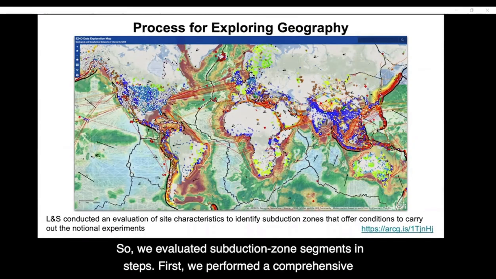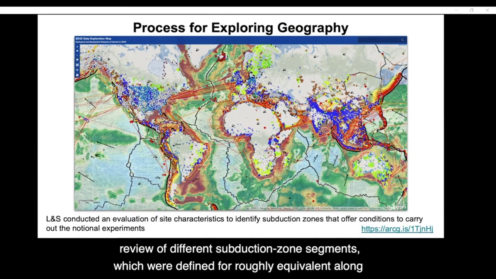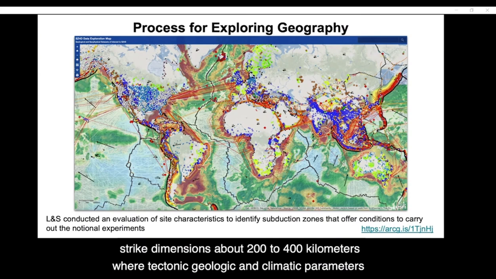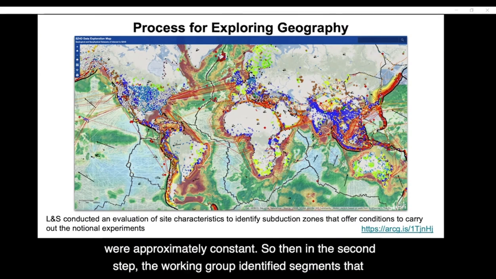So we evaluated subduction zone segments in steps. First, we performed a comprehensive review of different subduction zone segments, which were defined for roughly equivalent along strike dimensions, about 200 to 400 kilometers, where tectonic, geologic, and climatic parameters were approximately constant.